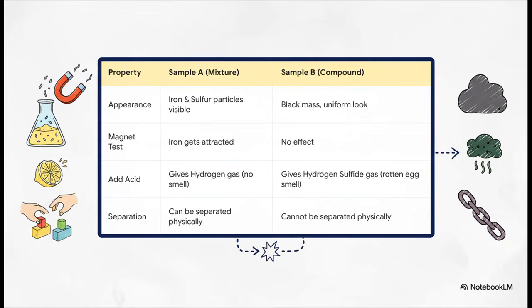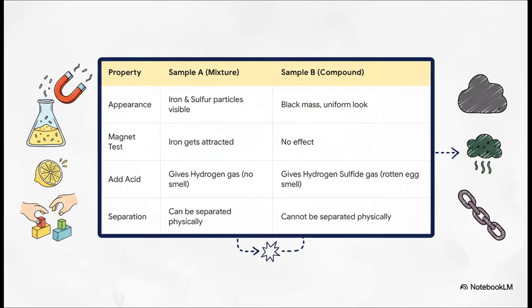Okay, bachcho, this slide is your golden ticket for this chapter. Seriously, take a screenshot of this. It summarizes everything. Look at the differences. Appearance. In the mixture, you can see the iron and sulfur. In the compound, it's just a black mass. The magnet test works on the mixture, no effect on the compound.